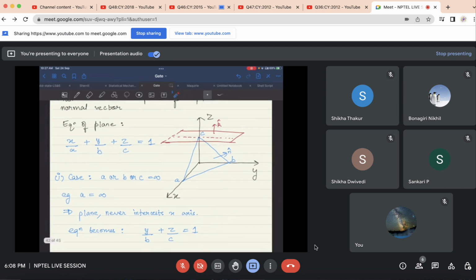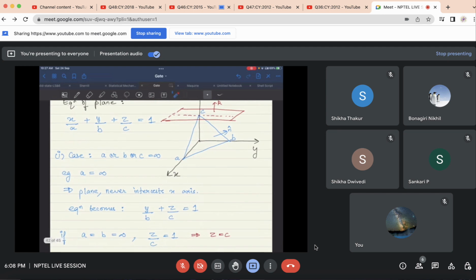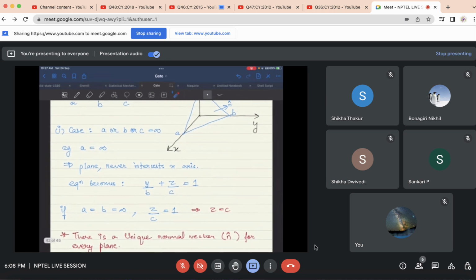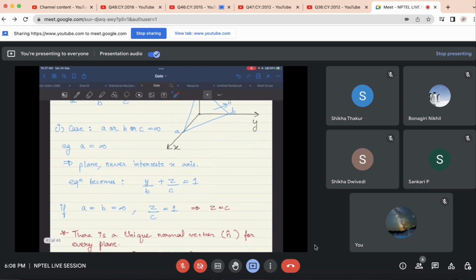And in a case where any of these three intercepts, that is A, B, and C, is equal to infinity, for example, if the intercept A is equal to infinity, that means the plane never intersects the x-axis. Then the equation will become y by b plus z by c equal to 1. This is the equation of the given plane.